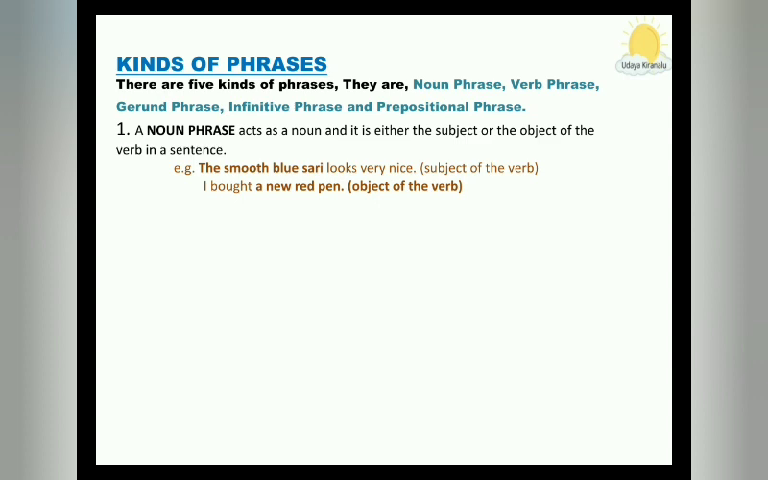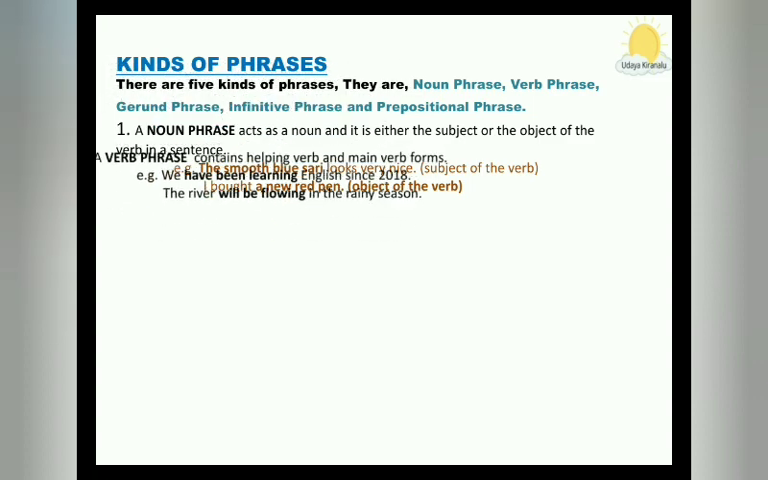And the second example, I bought a new red pen. A new red pen is a noun phrase. The main word in this phrase is pen. And we used new and red as adjectives to describe the noun pen. Together they make a noun phrase.